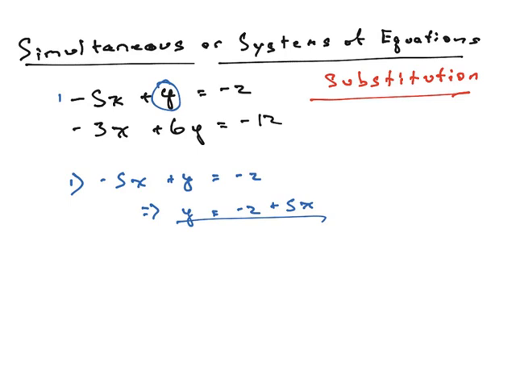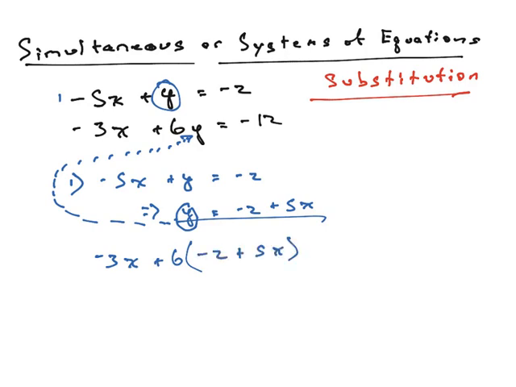All right, the next step of substitution is where the name comes from. Now that you know something about y, one of the unknowns, substitute it into the other equation. I just used the first equation. I can't reuse it. I have to go to the other one. So now wherever I see a y, instead of plugging in y, I plug in this thing. Well, I get minus 3x plus 6 times, instead of saying y, I say minus 2 plus 5x. And then I just finish, equals negative 12.